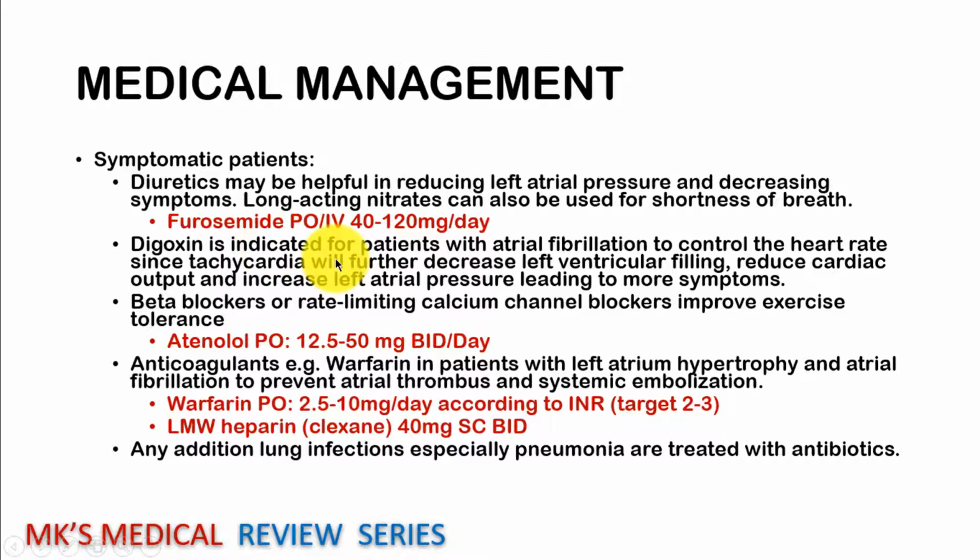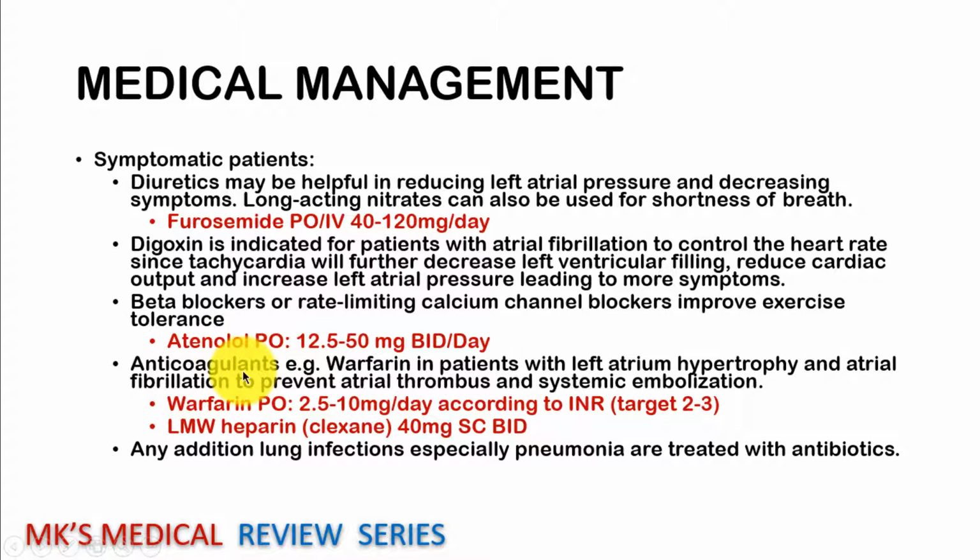Digoxin is indicated for patients that have atrial fibrillation, where you want to control the heart rate, since tachycardia may further decrease left ventricular filling, reduce the cardiac output, and even increase the atrial pressure, leading to more symptoms. So you may give them digoxin. You may give them beta blockers or rate-limiting calcium channel blockers to improve exercise tolerance. Atenolol is commonly used orally, about 12.5 milligrams to 50 milligrams twice a day.